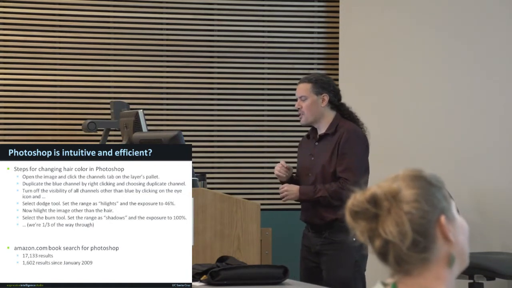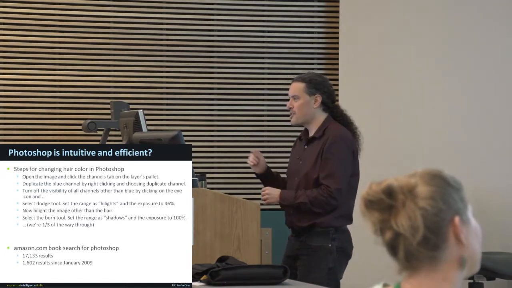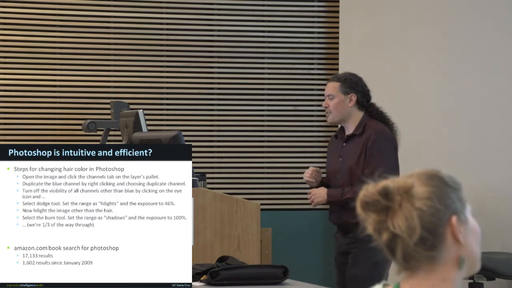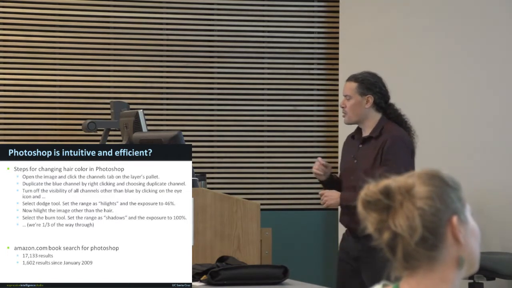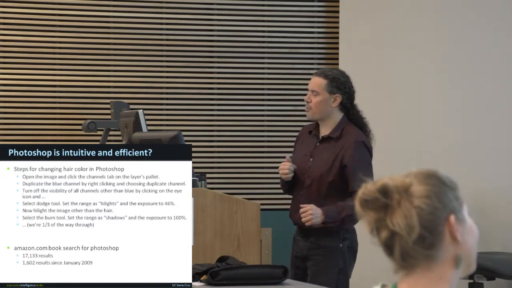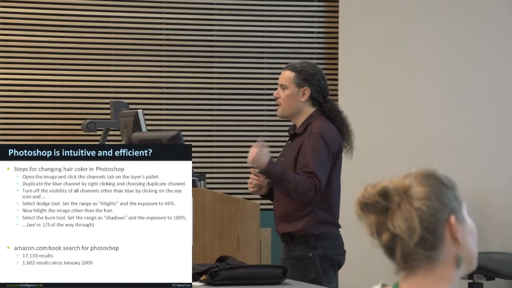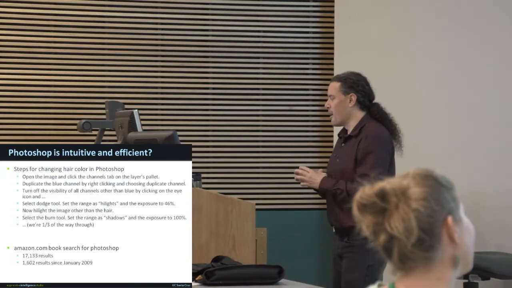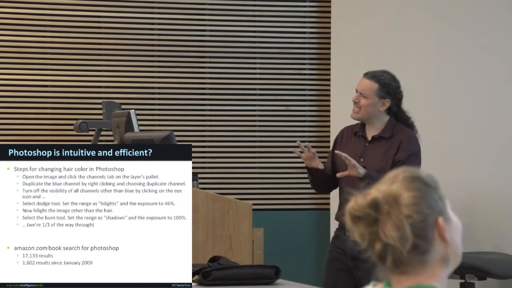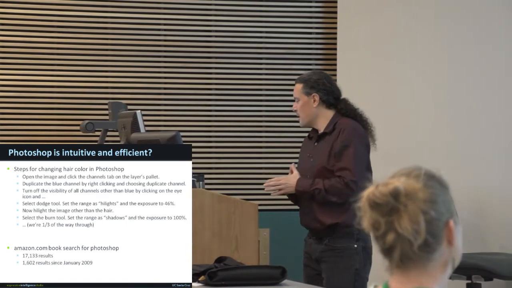Select the Dodge tool. Set the range as highlights and the exposure to 46%. 45 or 47, 46%. Now highlight the image other than the hair. Select the Burn tool. Set the range as shadows and the exposure to 100%. It goes on. We're about a third of the way through the directions from a how-to-use-Photoshop manual for changing the hair color. So intuitive and efficient? I'm not feeling very intuitive about this at this point.